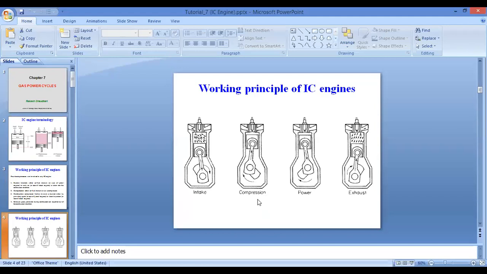The next is compression, because our ultimate aim is to burn the fuel. So to burn the fuel, we need to increase its pressure and temperature. That's why we need to compress it. So the next process is the compression, then the power to ignite that fuel, then the last one is the exhaust to expel those exhaust gases out of the cylinder.